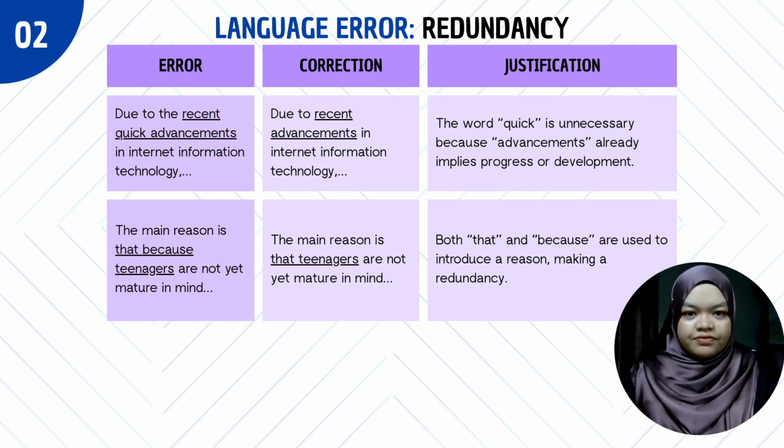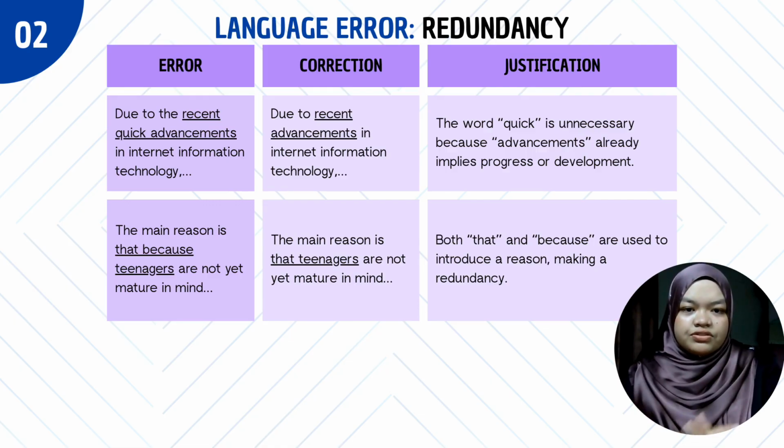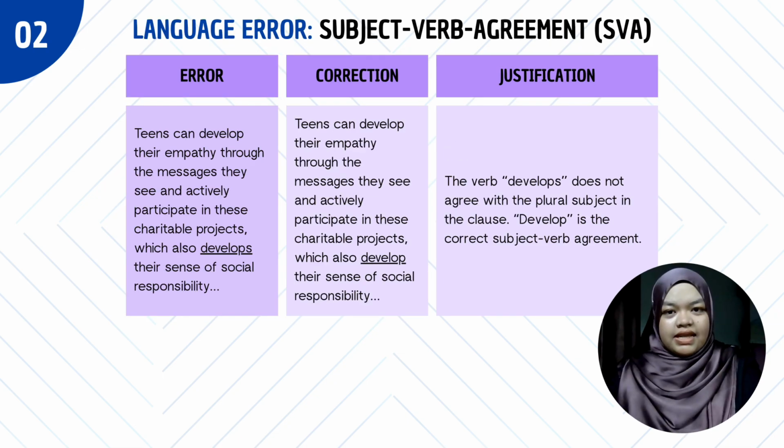Another example is the phrase is that because. In this sentence, both that and because are used to introduce a reason, which creates repetition. Although redundancy does not always change the meaning of a sentence, it can make the writing less concise and less professional. The last language error that I will discuss in this presentation is subject-verb agreement.